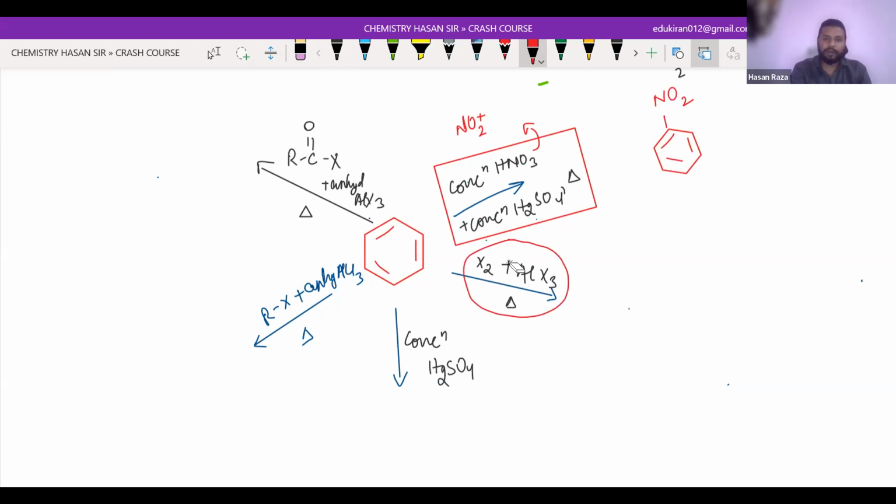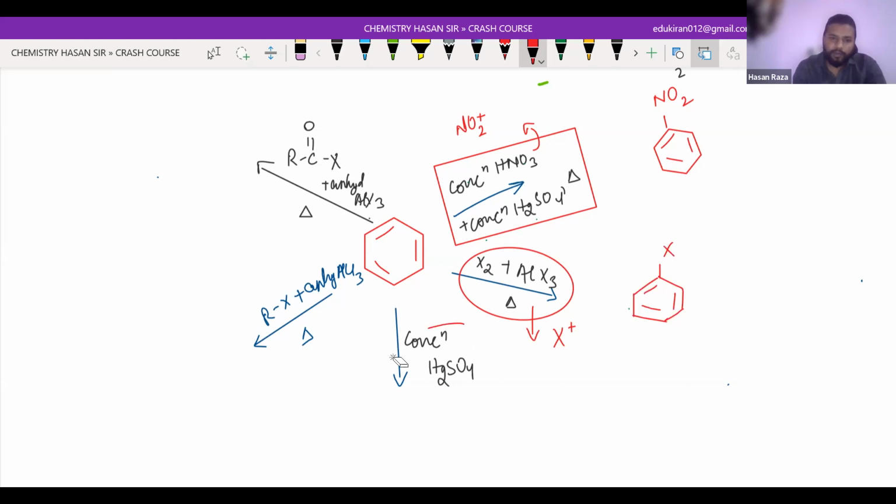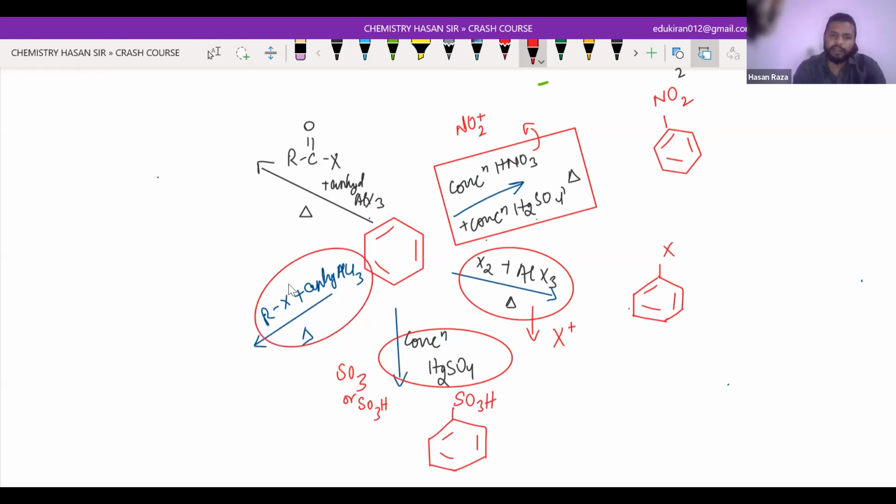Again, you can see this is a reagent. When you heat it, you will get an electrophile, that is X plus, that means halogen. This X plus will directly attack the benzene ring. With concentrated H2SO4, you will get either SO3 neutral electrophile, or SO3H plus. Since this is an electrophile, it will also attack the benzene ring. And this is RH in the presence of anhydrous AlCl3. From here you will get R plus. R plus is the electrophile, and it will attack the benzene ring.